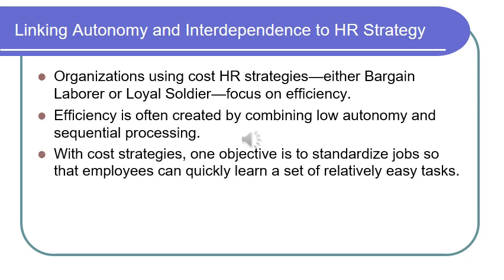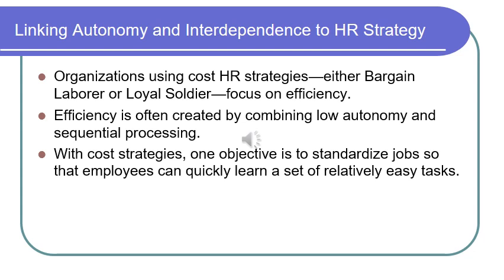So, linking autonomy and interdependence to HR strategy. So now it's very important to remember what we studied in the last chapter. We have cost HR strategies and we have differentiation HR strategies. So organizations using cost HR strategies, either bargain laborer or loyal soldier, they focus on efficiency, remember, on cost. They want to minimize their costs in order to compete in the market with lowest prices.